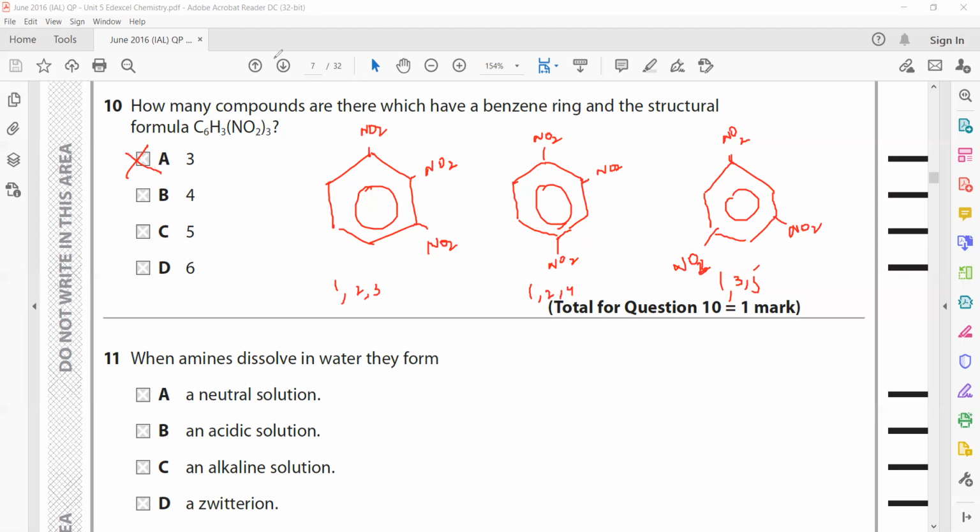When amines dissolve in water, they form an alkaline solution. Why? Because amines have a lone pair which can accept a proton easily. C is the right answer.